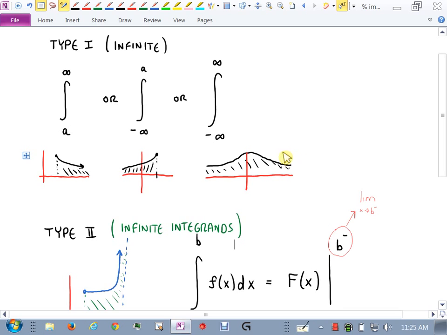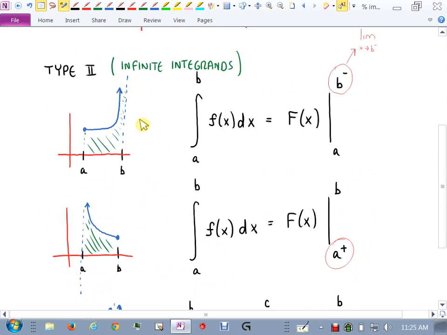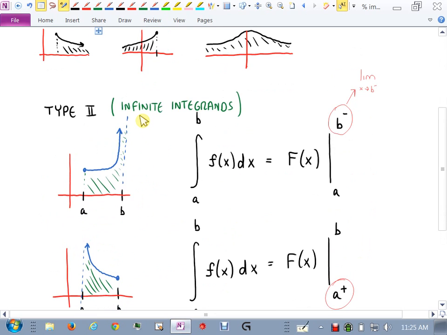If you want to, you can come back up to type 1 and say infinite limits if that helps you distinguish between the two. In type 1, the limit is the part that's going to infinity, right? In type 2, the limit's not going to infinity. A and B are numbers. The thing is inside the integrand, the function itself is becoming infinite somewhere on that interval. So the integrand's infinite as opposed to the endpoints being infinite. Do you see the difference?